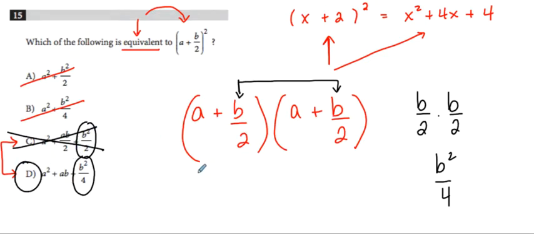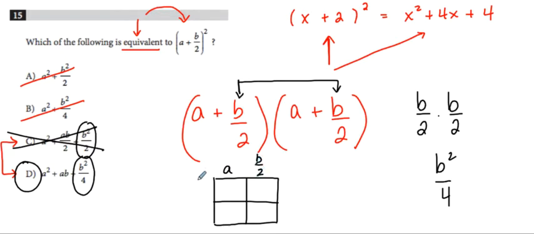If you didn't catch on to the fact or use the vertical scan method and you wanted to multiply them out, some teachers teach you to FOIL. I prefer the area model when we multiply two binomials. So a, b over 2, a, b over 2, which would give me a squared, ab over 2, ab over 2, and then again, b squared over 4. So then I could see that my answer would end up having to be D as well.